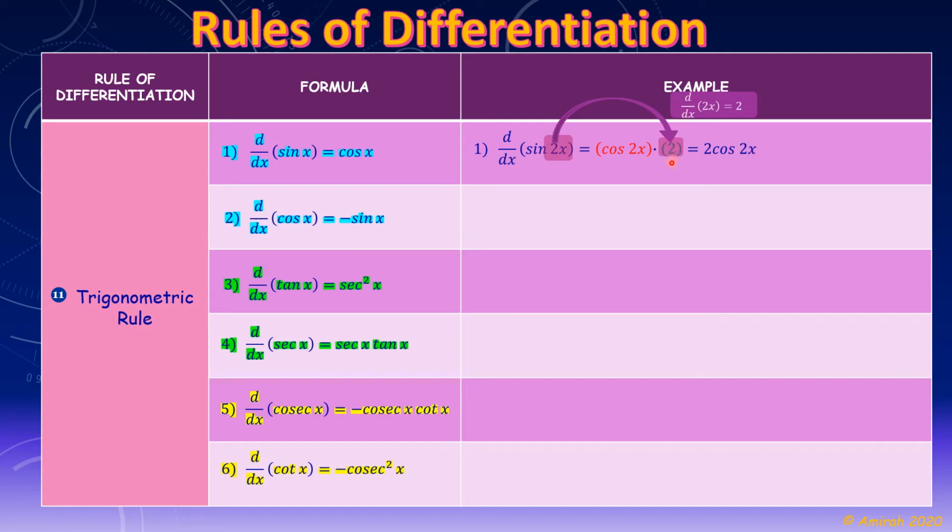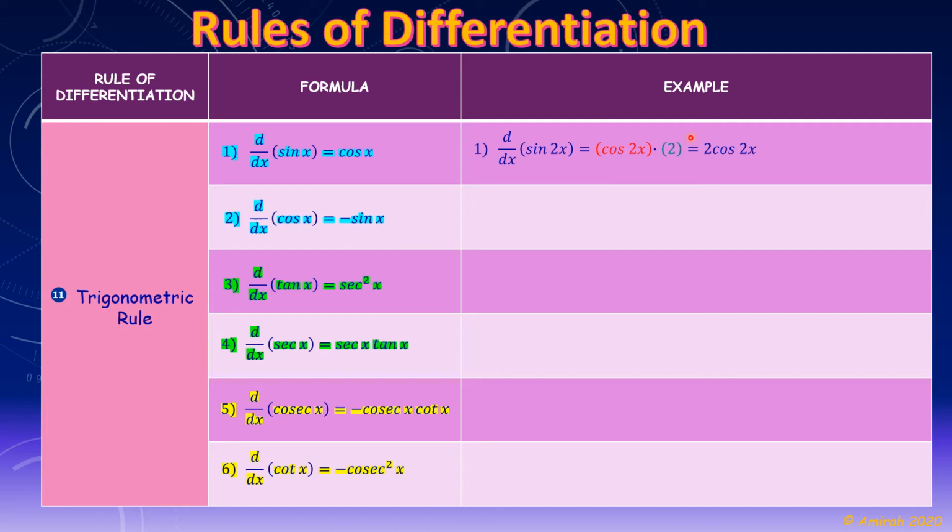Why do we have 2 here? Because after that, we need to differentiate the angle. We differentiate 2x, so we have 2 here. And the operation should be multiplication here. Why from this formula don't we have times anything here? Because when we differentiate x, it equals 1. So actually we have times 1 here, but no need to write.